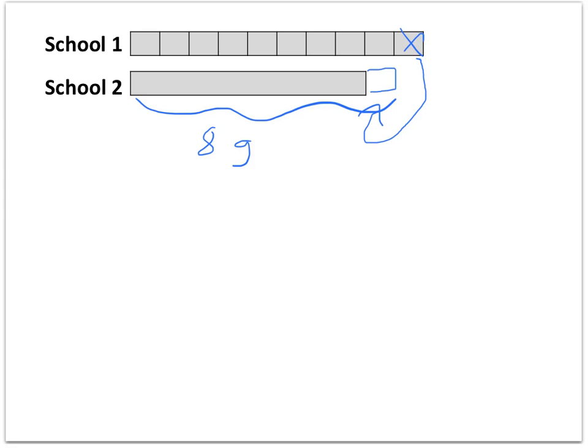This problem was asking for what was the percent change in school 2. So the percent change is going to be equal to, remember the definition was the amount of change divided by the initial amount. Well, we just figured out that initially there were 8 groups of students, and the amount increased by 1 group. So 1 group of change divided by 8 groups originally, and then we take that times 100%.